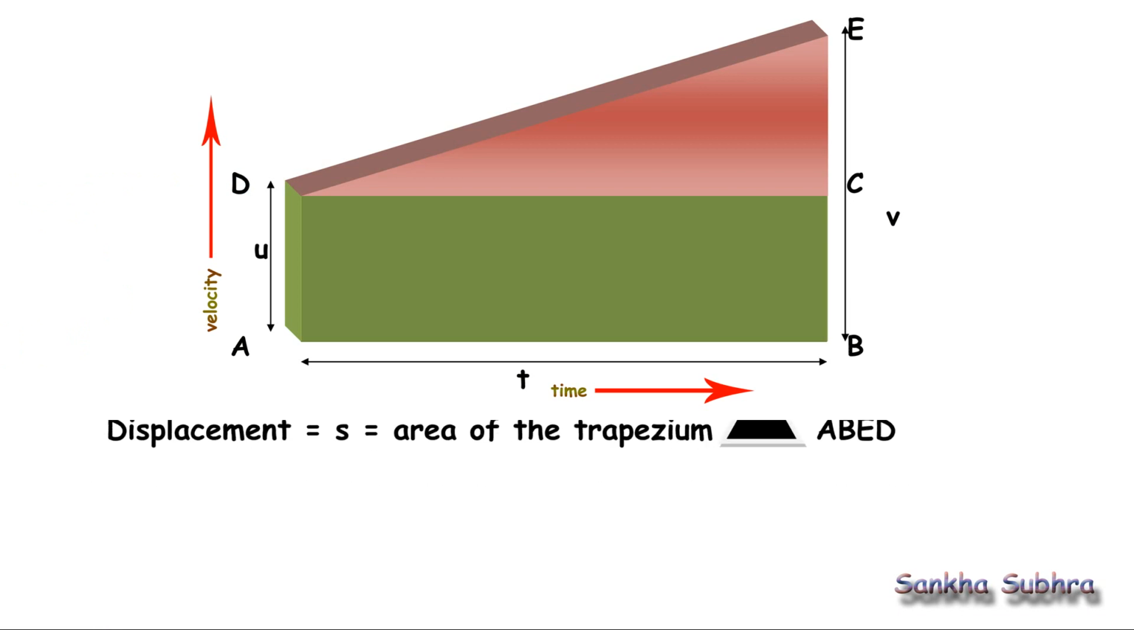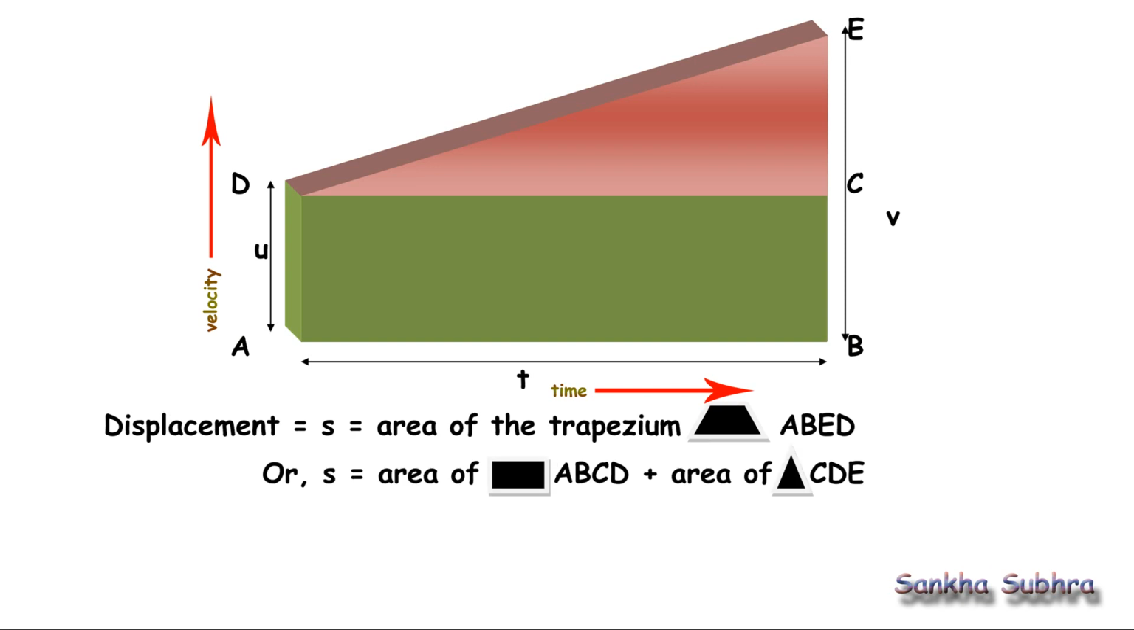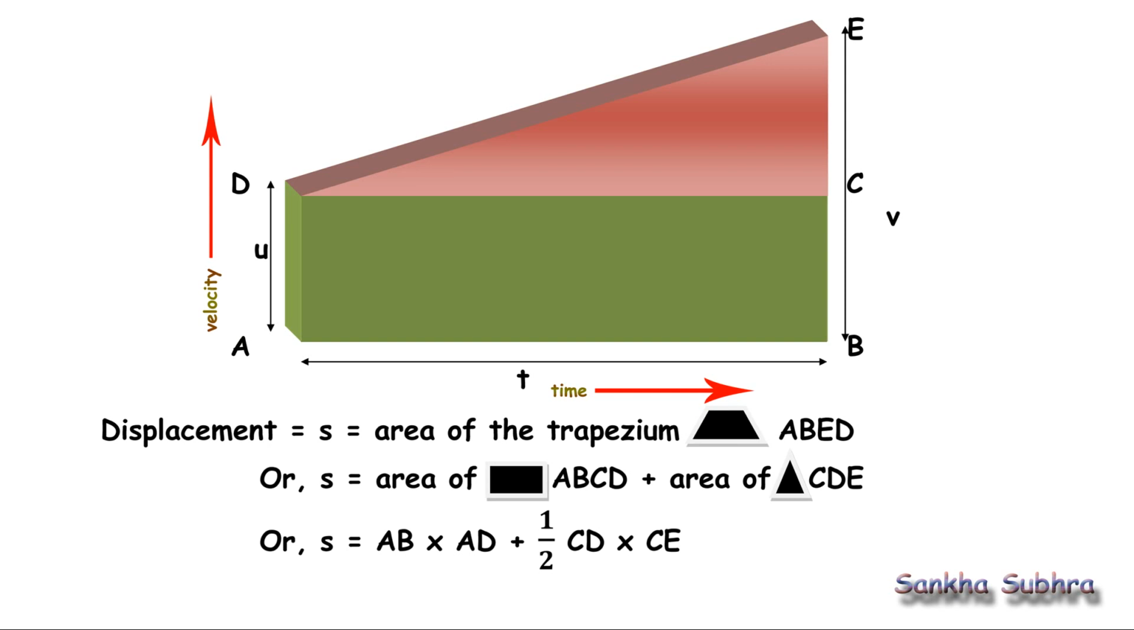Now, the displacement of the object is nothing but the area of the trapezium ABED, and this trapezium ABED is going to be classified into two parts, where ABCD is the rectangle and CDE is the right angle triangle. We know the area of a rectangle equals base into height, and the area of a triangle equals half into base into height. So we can write S equals AB into AD plus half into CD into CE.